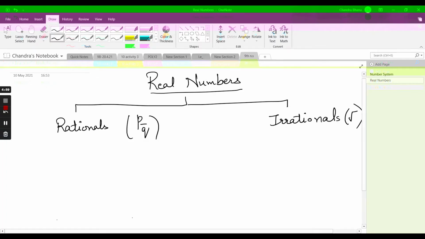So all the numbers that we have discussed fall under the category of rational numbers. The smallest was natural numbers. Then we had whole numbers.